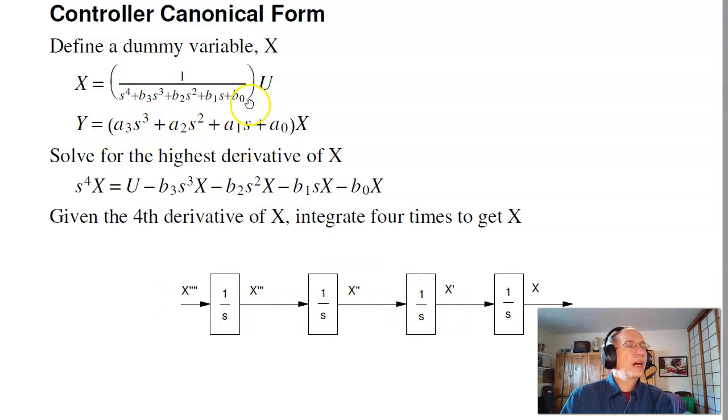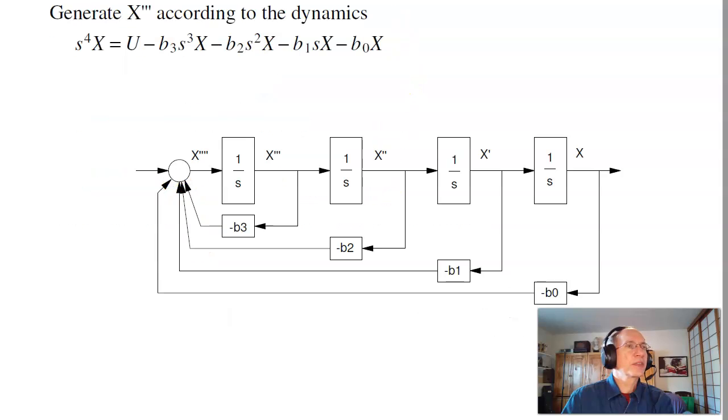Now I can use this equation right here. Given x to the fourth and its integrals, this tells me how the fourth derivative of x is related to the lower derivatives. And I can do that as follows. I'll create the fourth derivative of x as the sum of u minus b0x minus b1x prime minus b2x double prime minus b3x triple prime. So this block diagram is a way to implement that differential equation.